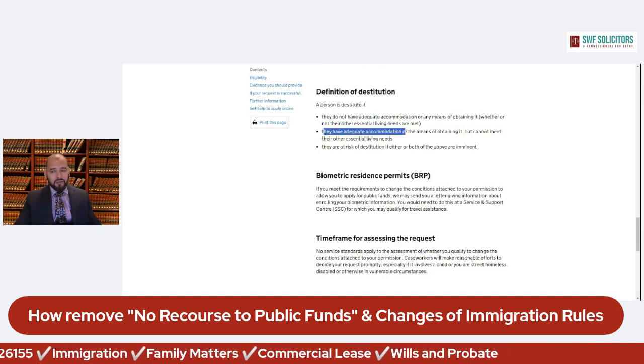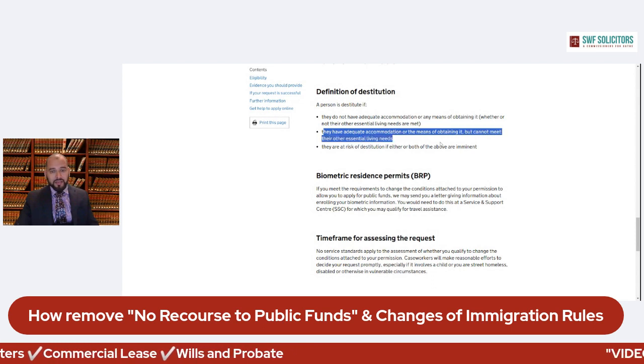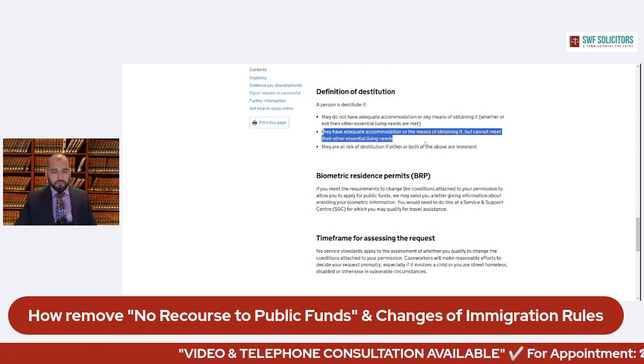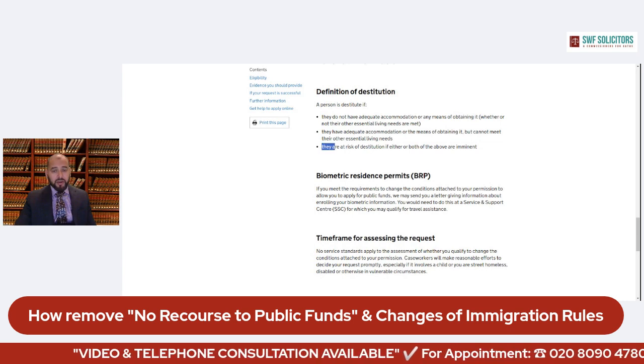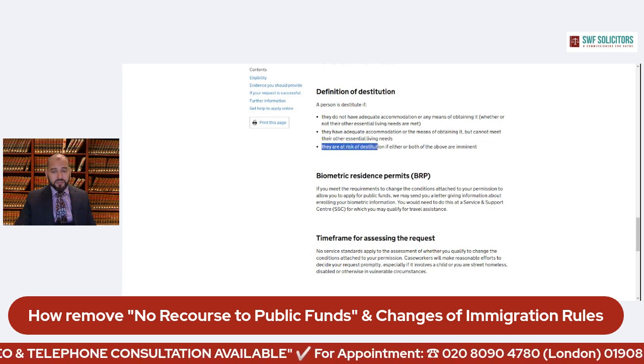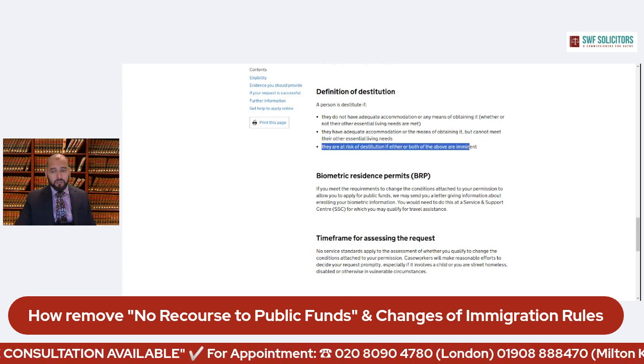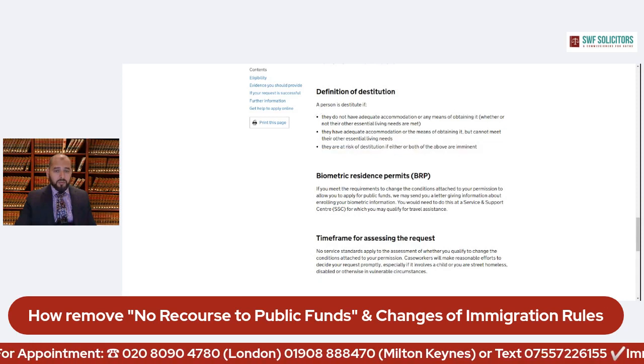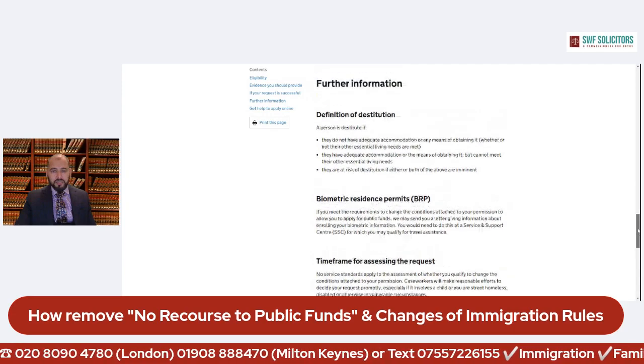Or they have adequate accommodation. Currently you do have it, or you have the means of obtaining it, but you can't meet your other essential living needs, meaning you don't have enough money to pay bills or buy food for your family, for your children. And you are at risk of destitution if either is imminent. So these are the requirements to become destitute.